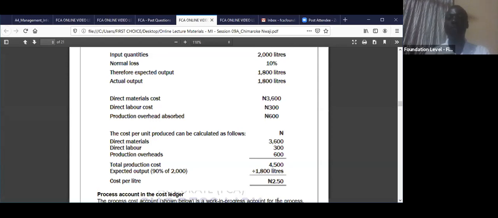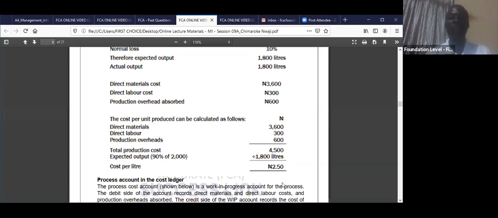Naturally, if you had not gotten any loss, the 4,500 divided by 2,000 would have given you 2.25. But now, because there is a loss, that loss is being shared among all the remaining good ones. So it has increased the cost per liter.